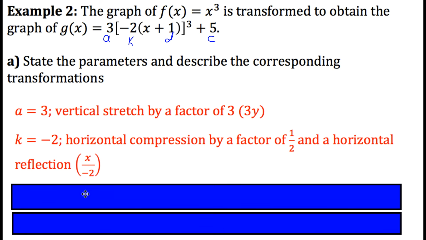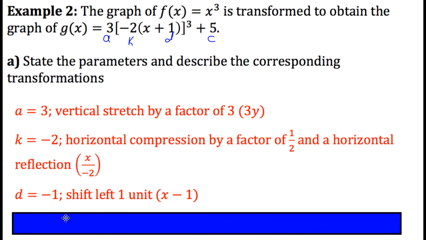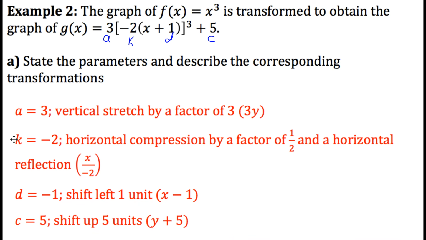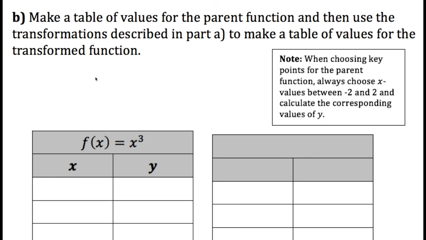D is -1, which shifts it left 1. And c is 5, which shifts it up 5. And notice in brackets, I have all the algebraic transformations which accomplish what I've written in words, which is what we're going to have to do to a table of values at points to come up with points for a transformed function. So when we do these questions, we're always going to fill out two tables.